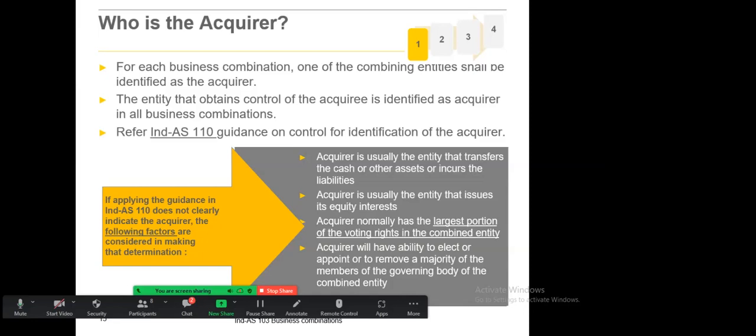So the IFRS 10 guidance on control for identification of the acquirer says, if applying the guidance in IFRS 10 does not clearly indicate the acquirer, the following factors are considered in making the determination. Acquirer is usually the entity that transferred the cash or the other assets. Acquirer is usually the entity that issues its equity interest, that means they are issuing the equity shares. Acquirer normally has the largest portion of voting rights in the combined entity. Acquirer will have the ability to elect, appoint or remove the majority of the members of the governing body. As I mentioned, has the power to appoint the board of directors.